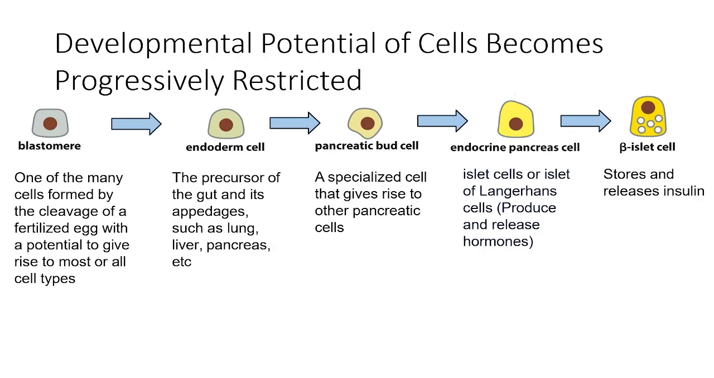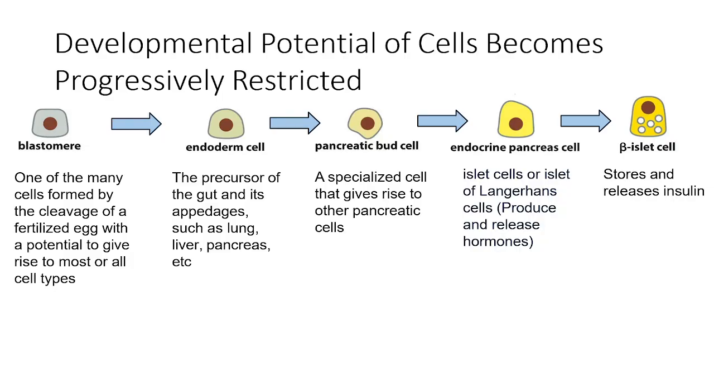So developmental potential of cells becomes progressively restricted. Initially, early blastomeres are highly potent. That is, they can give rise to most or all types of cells. As development proceeds, developmental potential becomes progressively restricted, and cells move from totipotent to pluripotent to multipotent and finally to a fully differentiated state, such as the pancreatic islet cells.